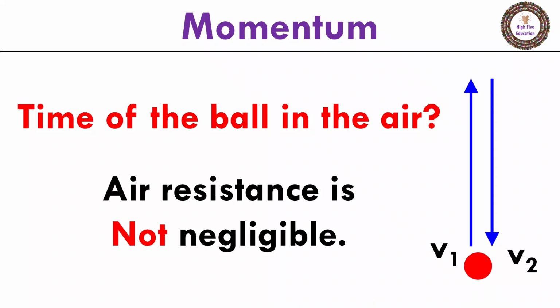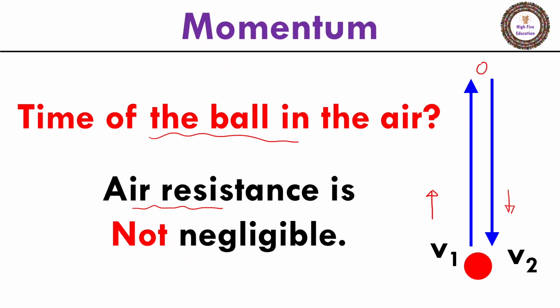Imagine you threw a ball up, the ball goes to the peak, then the ball comes back down. What is the time of the ball in the air? It's easy to solve this question if there is no air resistance. But what if there is air resistance? How do we find the time of the ball in the air? This is a very interesting question. The way to solve this question is pretty smart, and the answer is very beautiful.